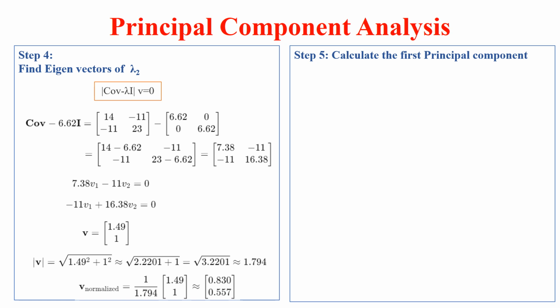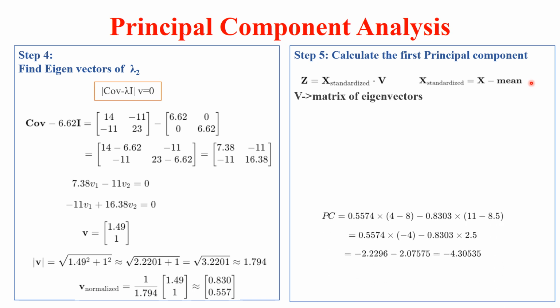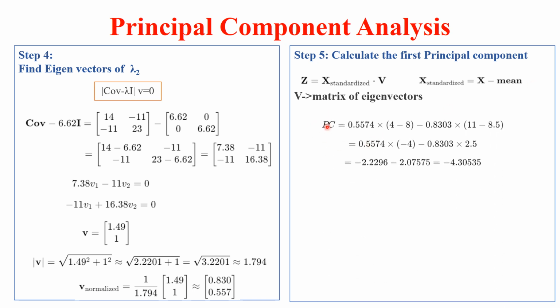Now once the eigenvector of the largest eigenvalue is computed, we need to calculate the first principal component. The formula is z equal to x standardized dot v, where x standardized is represented as x minus mean, and v represents the matrix of eigenvectors. So computing x standardized is x minus mean. So the first principal component is computed from this equation, that is x minus mean into the matrix of eigenvectors.